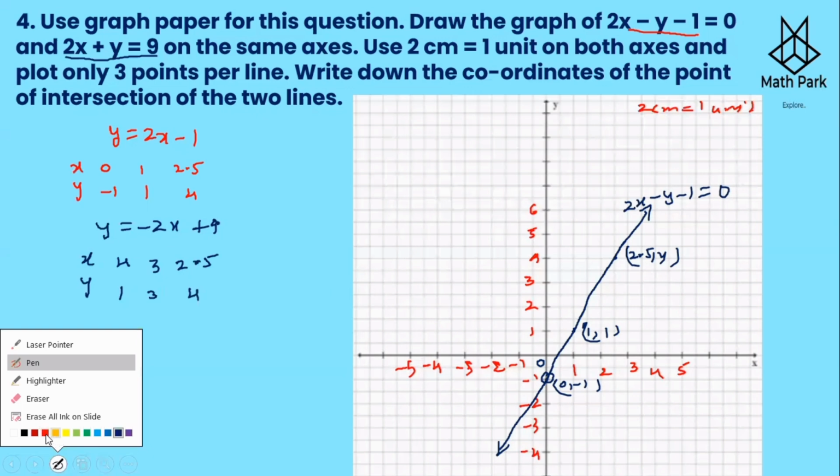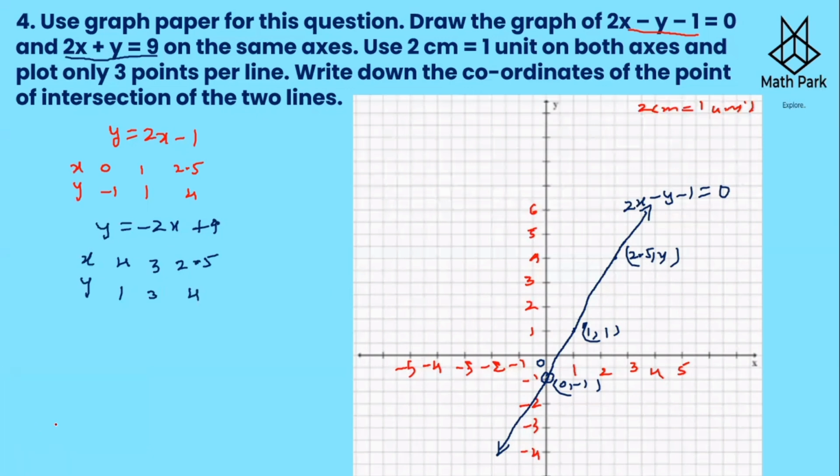I'm using another color over here so that you understand different lines. So 4 comma 1. X is 4 and y is 1. So 4, 1. 3, 3. So x is 3 and y is 3. Then you have 2.5, 4. So this is the common point.